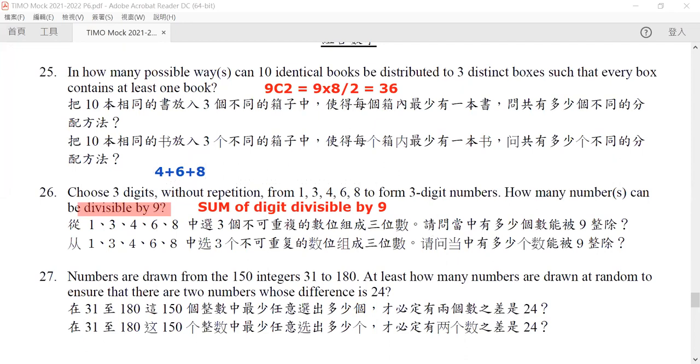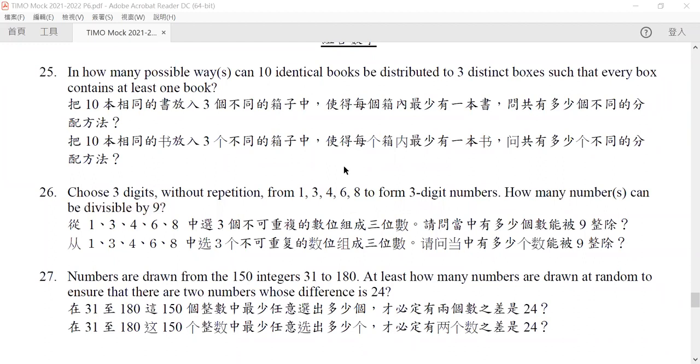So there's only one way of doing this. The number of ways is to rearrange these three numbers. So the number will be 3P3, which is 3 times 2 times 1, and hence it will be equal to 6. So this is the answer for 26.